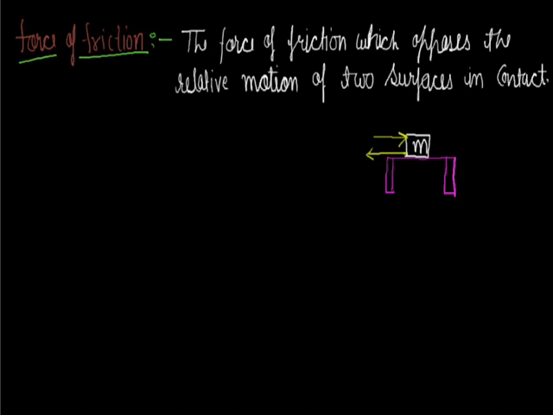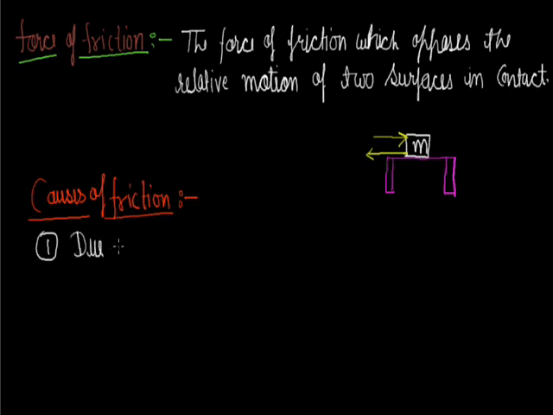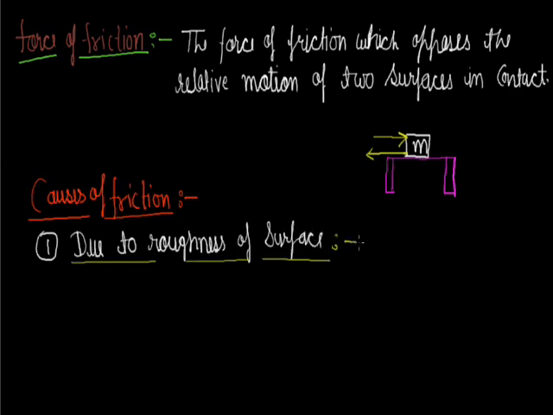Now, causes of friction. How does the force of friction arise? The first reason is the roughness of surface. Actually, when we see the surface of an object, it may appear to be smooth, but as we see it through a microscope, the magnified image will show a number of tiny hills and grooves. When the object tends to slide over the surface of another body, interlocking of hills and grooves resists the relative motion and creates the force of friction.